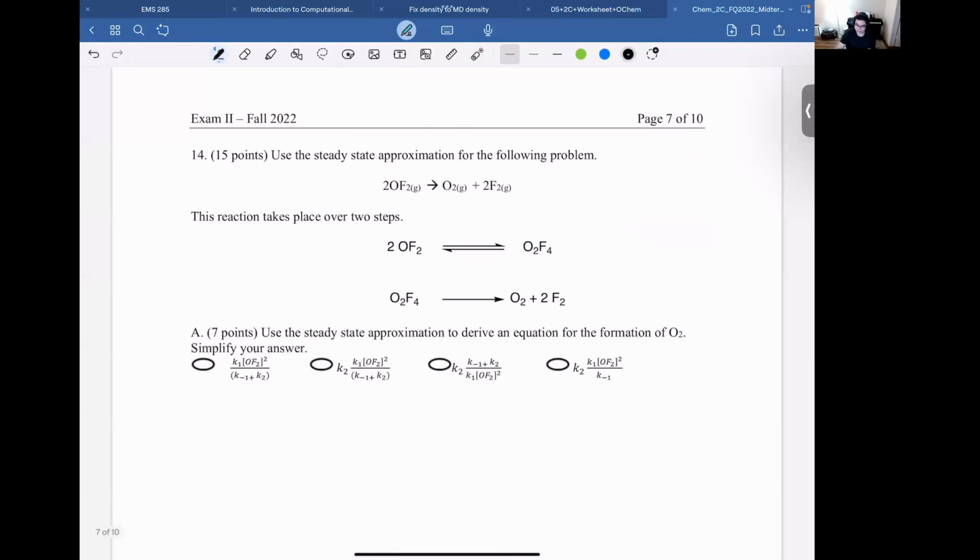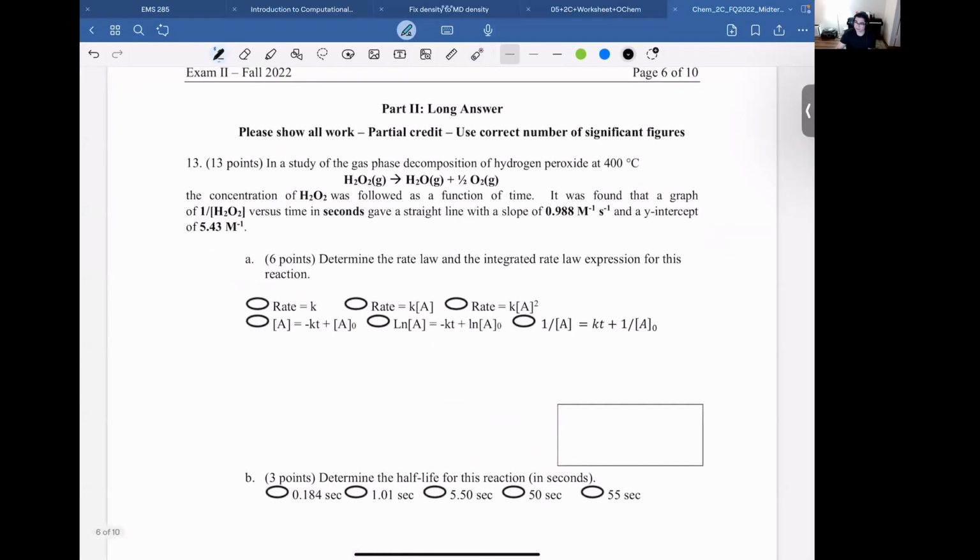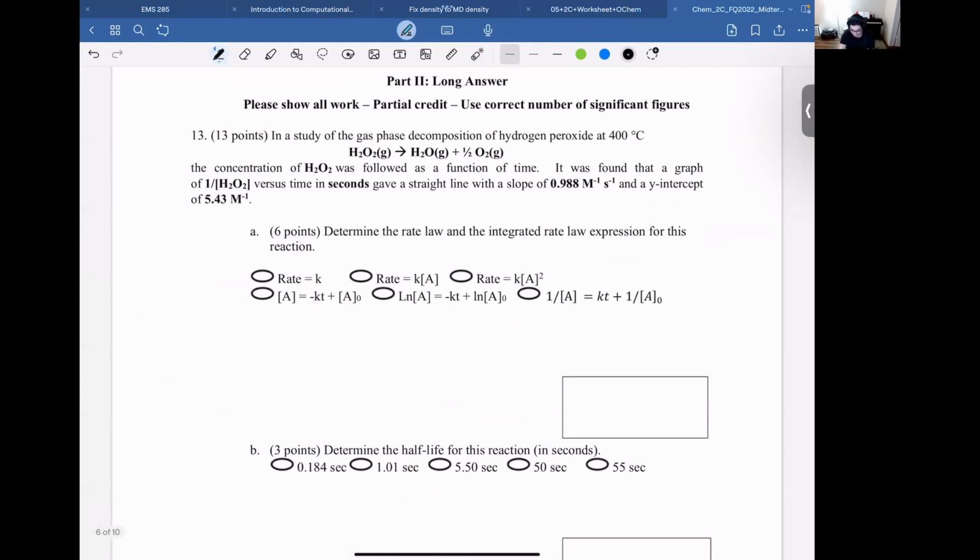Question 13. All right. So question 13, it says in the study of a gas phase decomposition of hydrogen peroxide at 400 degrees Celsius of that reaction, the concentration of H2O2 was followed as a function of time. It was found that a graph of 1 over H2O2 versus time in seconds gave a straight line with a slope of 0.988 inverse molar inverse seconds and a y-intercept of 5.43 inverse molar. Determine the rate law and the integrated rate law expression for this reaction.